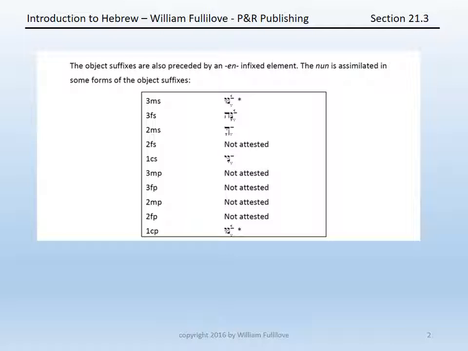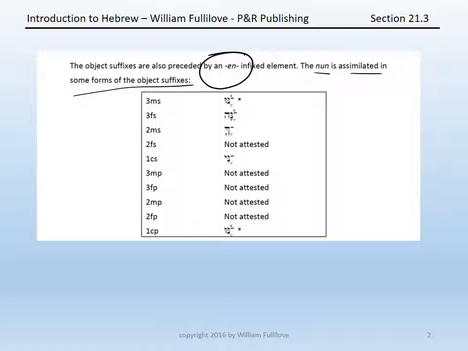If you were listening carefully to those three examples, you would have noticed that the forms of the pronoun that you learned in section 1 were prefixed by an N sound, an EN sound in English, an infixed element. This nun is sometimes written, at other times assimilated into the consonant of the object suffix.